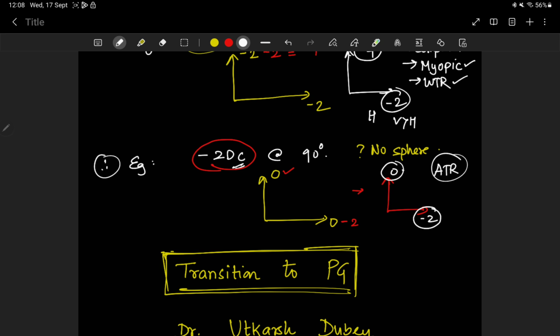But one more important thing is that you are seeing one of the meridians is having zero power. So this is emmetropic power. So is this a type of simple, compound or mixed? This is a type of simple astigmatism. Is it regular or irregular? It is regular astigmatism. Is it with the rule or against the rule? It is against the rule astigmatism. And is it myopic or hypermetropic? This is myopic astigmatism because the power is negative in one of the meridians. So our final answer will be simple, regular, myopic, against the rule astigmatism.